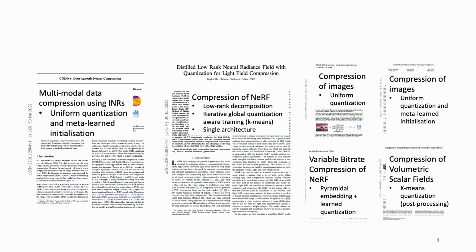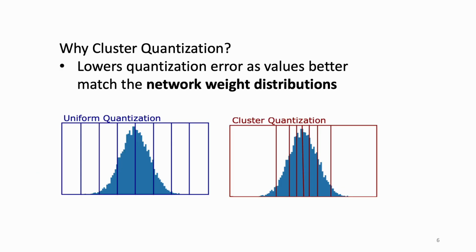Our paper builds on recent works which have explored compression of implicit neural representations across a wide variety of signal types and compression methods. So why cluster quantization? It helps improve data efficiency by better matching the quantization map to the weight distributions.